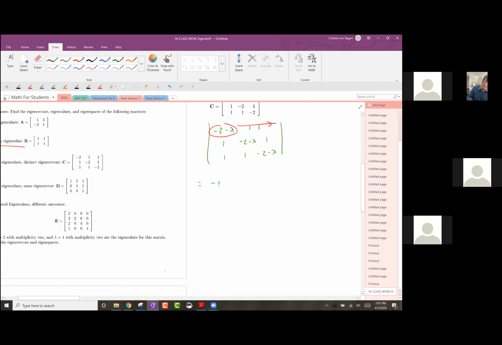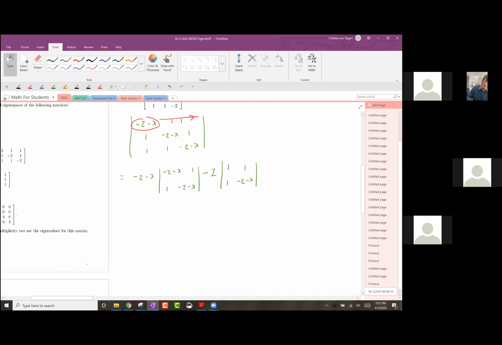And so you'd have -2 minus lambda times the determinant of -2 minus lambda, 1, 1, -2 minus lambda. That's for the first minor. Minus, for this one right here, remember that gets a minus sign, -1 times, and then we'd have 1, 1, 1, -2 minus lambda. And then for this third entry, we'd have +1, and we'd have 1, 1, -2 minus lambda, 1. Okay. Any questions about how you would continue to find the characteristic polynomial for this?